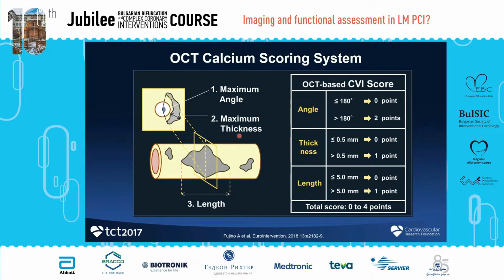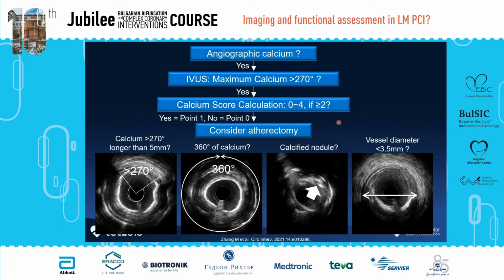Therefore, we developed the calcium score using OCT, and we have to recognize the total volume of the calcium. Angle is important, and thickness and length are all important. If the score is more than 4, we recommend performing something before stenting. We recently published IVUS calcium scores as well, and the concept is quite similar. Large calcium and long calcium are bad, and so is the presence of a calcified nodule.